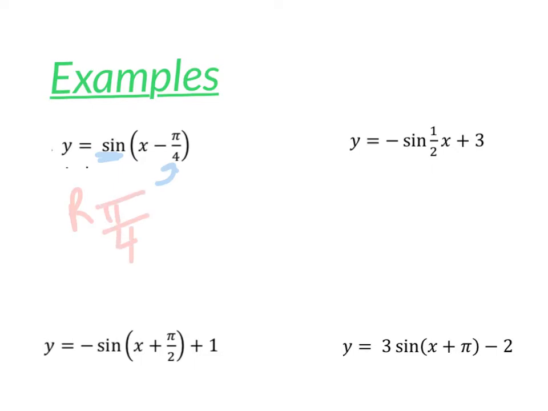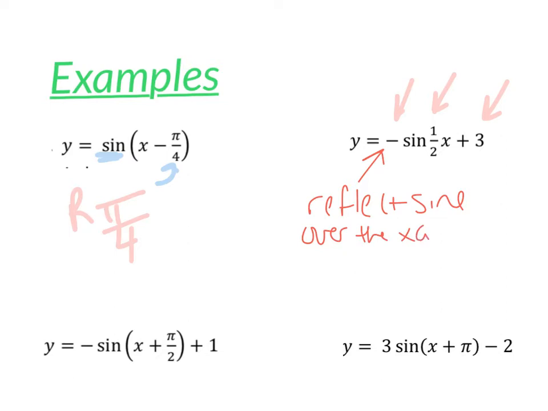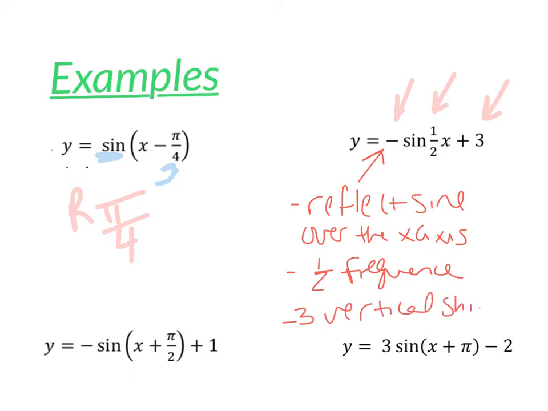This one here has a negative, a 1/2, and a 3. This negative is actually going to reflect sine over the x-axis. The 1/2 is your frequency, and then the 3 is your vertical shift up. It's also your midline.